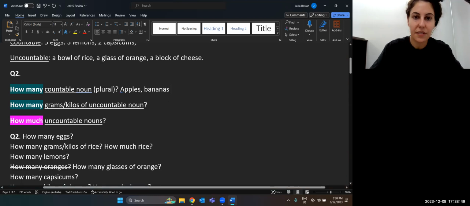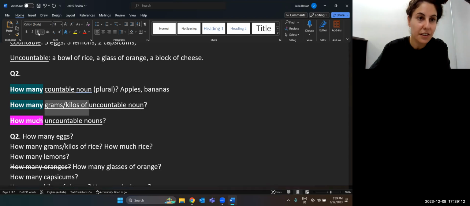Whatever countable noun we have, we have to make sure it's in the plural. Apples. And all you say is, how many apples? How many bananas do you want? Now, we can also use how many for uncountable nouns. But we must put the grams or kilos in front of it first.